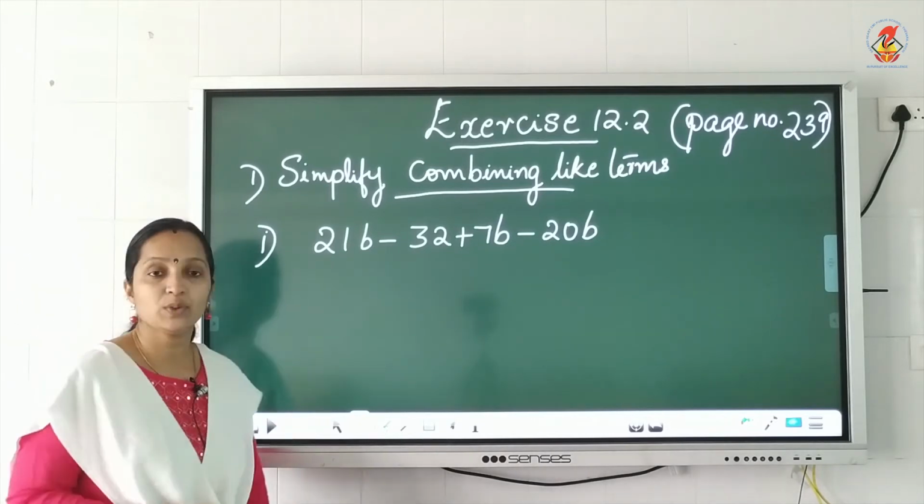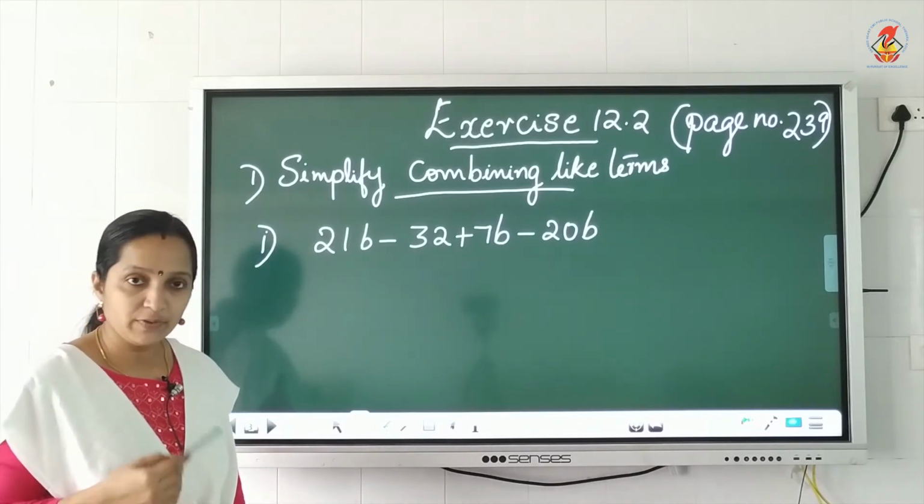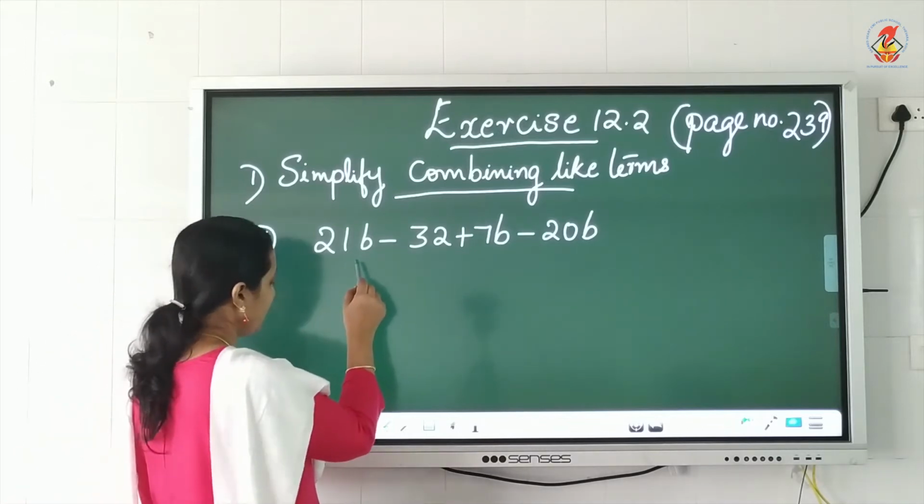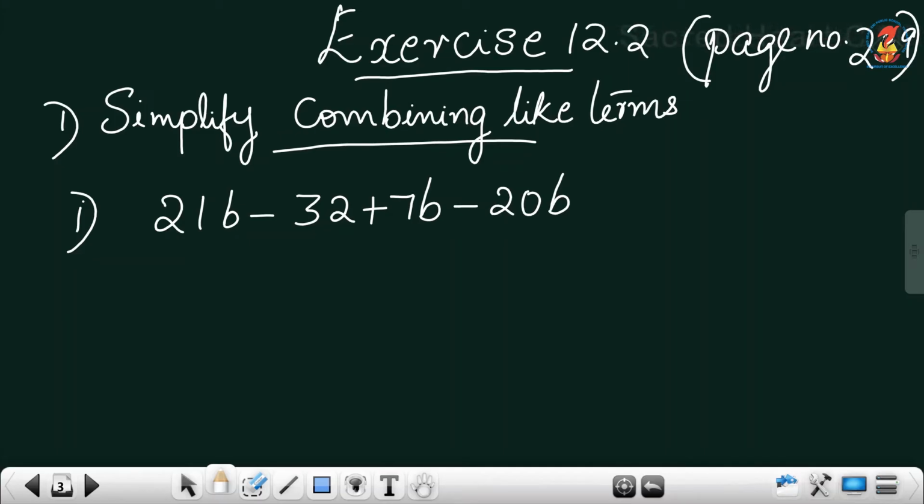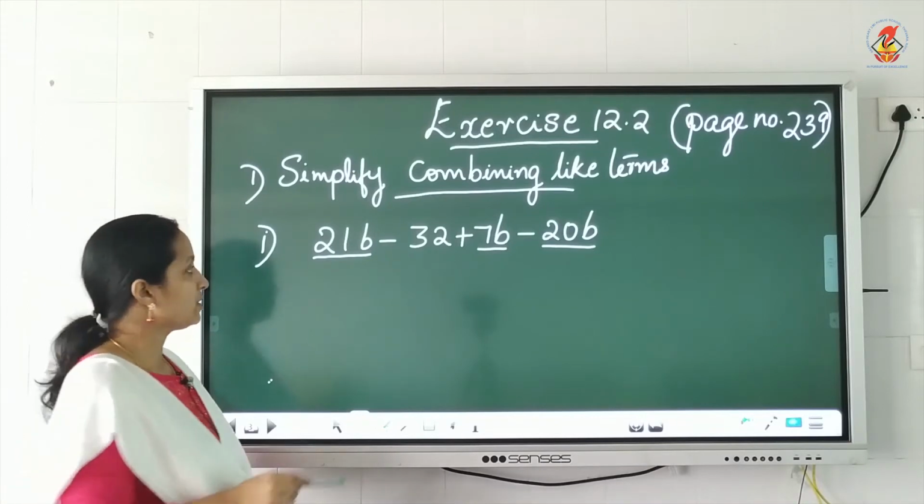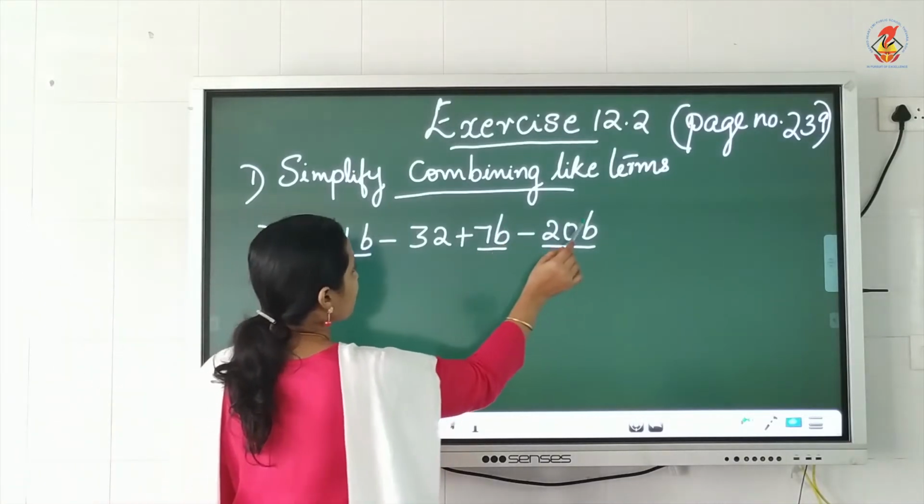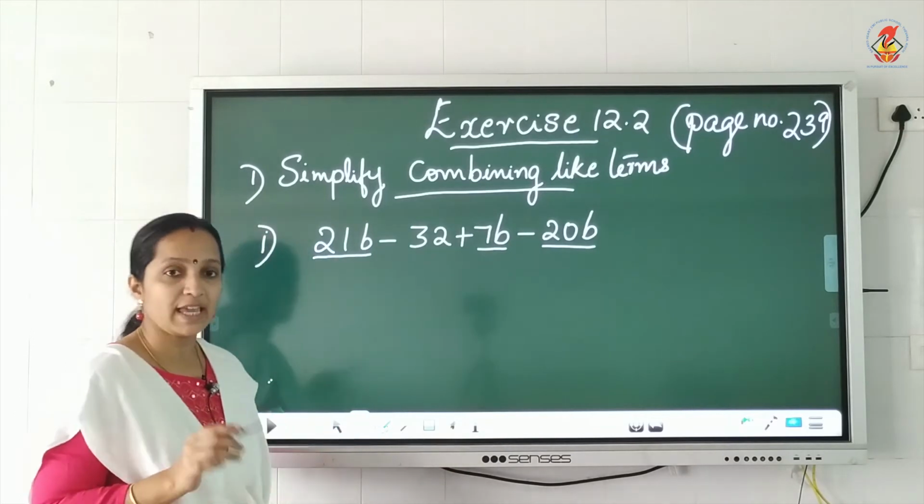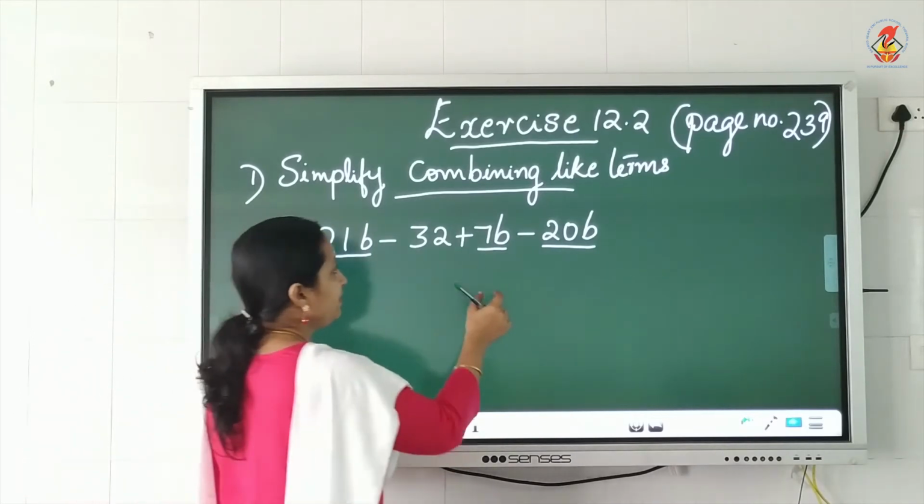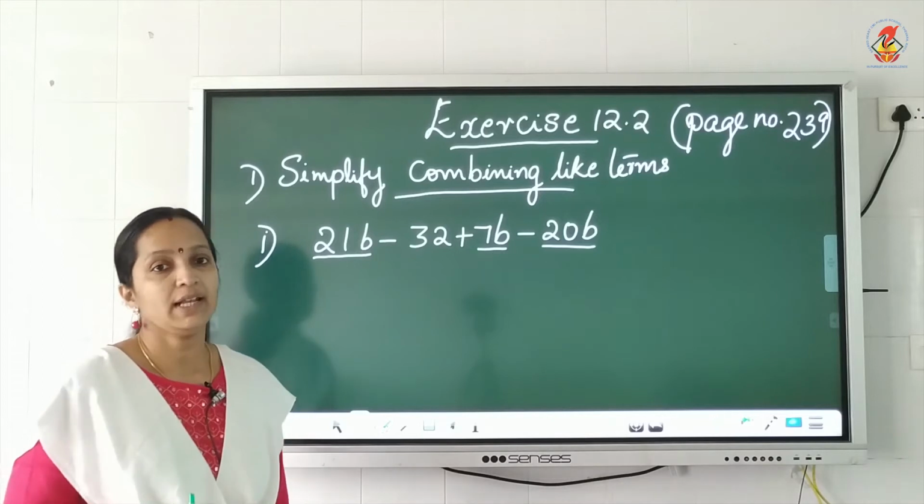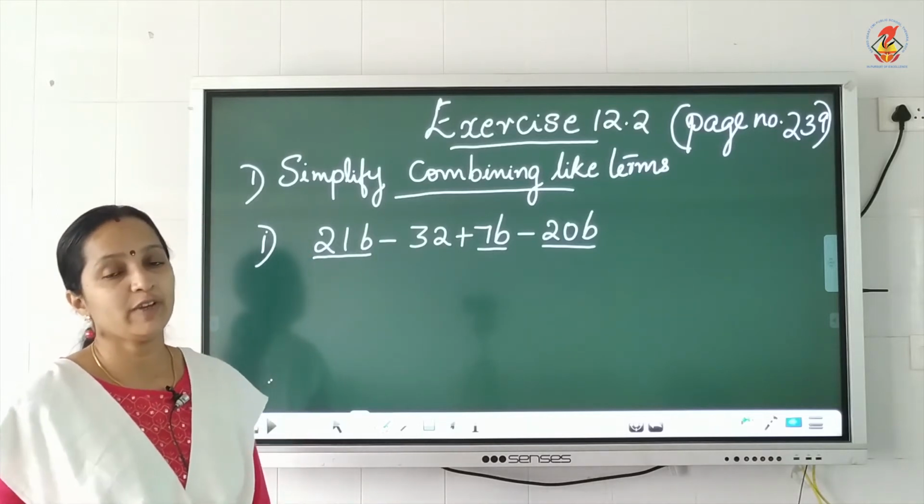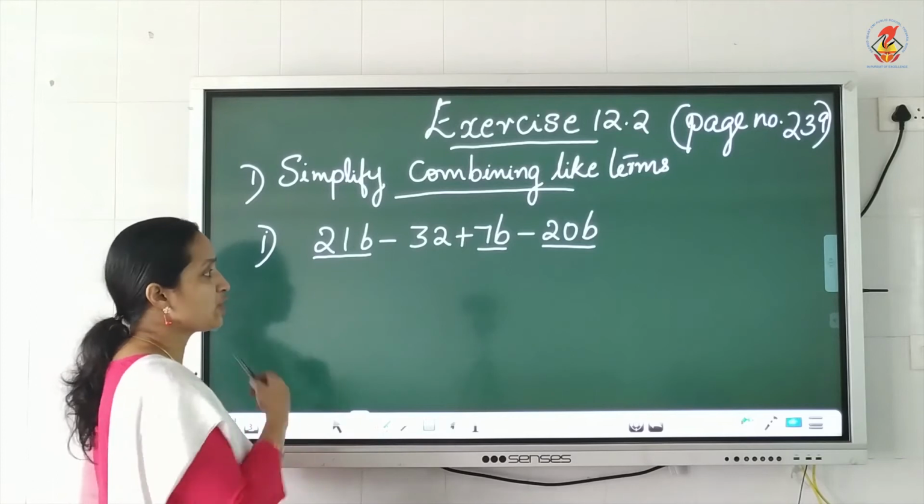Now first we have to group the like terms. Find out the like terms. Look at the first term. Here the variable is b. Here also the variable is b, and here also b. Like terms mean same variable, and you have to look at the power also. Here the power is 1, here 1, here 1. So we can say that 21b, 7b and negative 20b are like terms because they have the same variable with the same power.